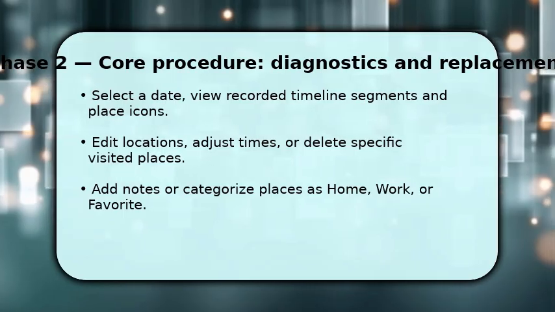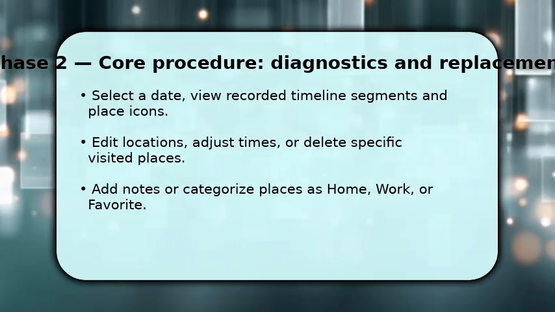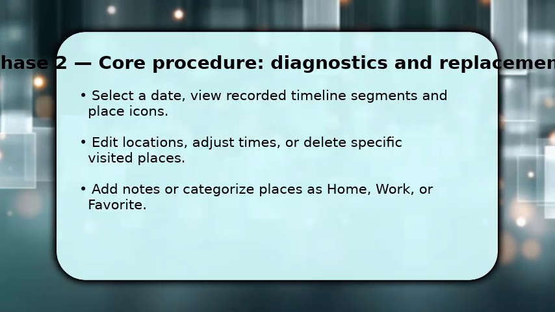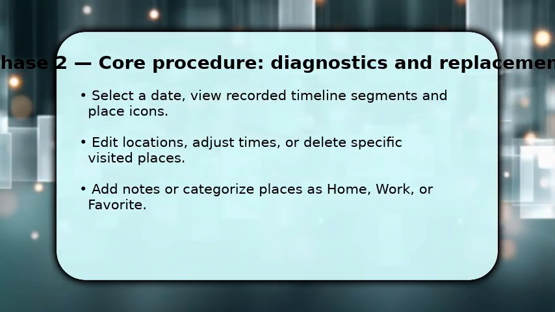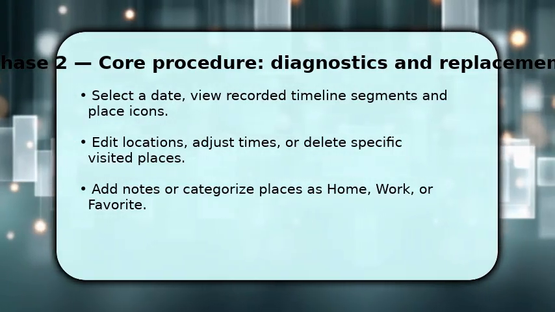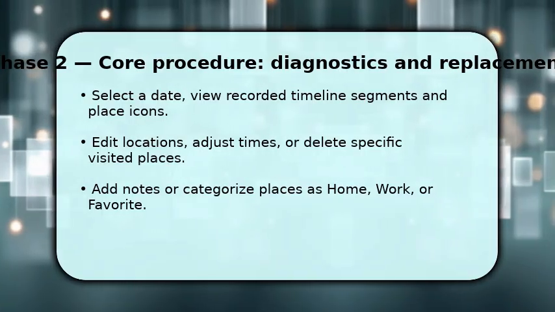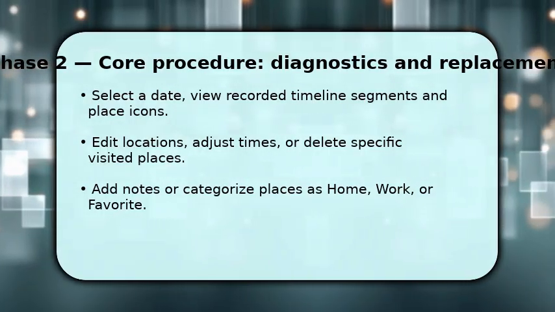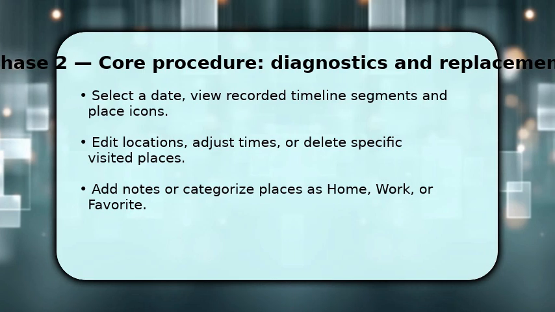Tap any place to edit the name, move the pin, or correct arrival and departure times. This improves future summaries. If a stop shouldn't exist, delete it. Finally, tag key locations like home or work so future visits auto-classify and your timeline becomes more useful.